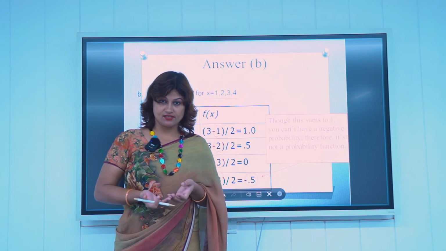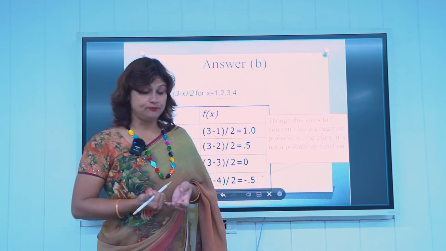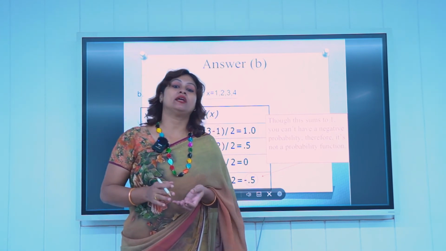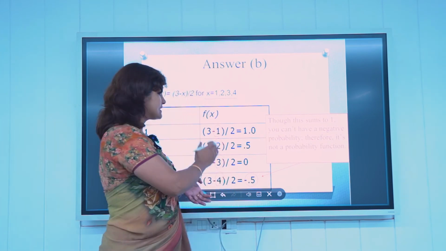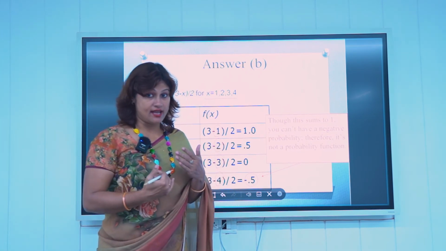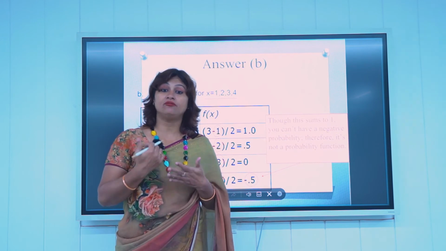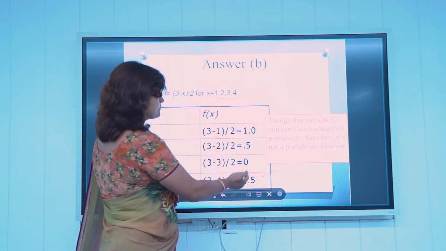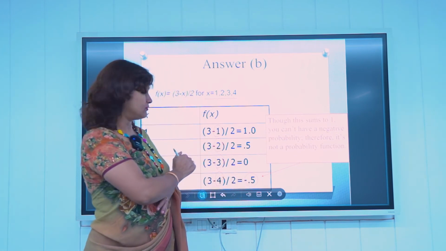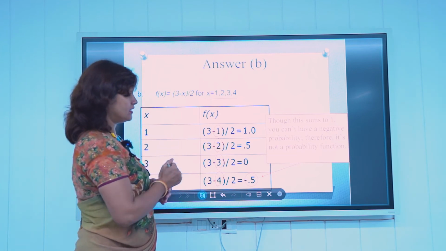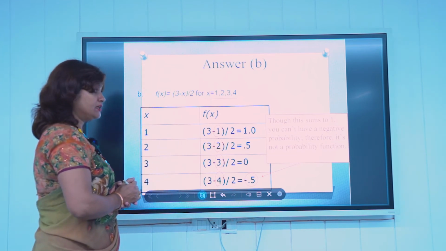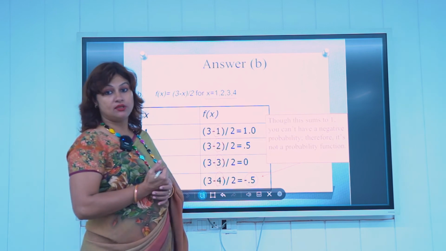As we discussed as the thumb rule in probability, probabilities can never be negative. So in this case, we cannot consider it a probability function because this probability has come out to be negative. Though the sum is 1, you cannot have a negative probability, therefore it is not a probability function.